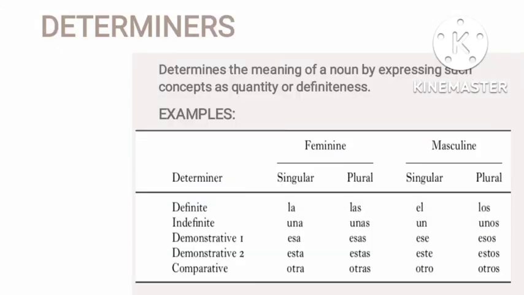The 10th lexical category of the Spanish language is the determiners. Determiners determine the meaning of a noun by expressing such concepts as quantity or definiteness. Below are some examples of Spanish determiners.